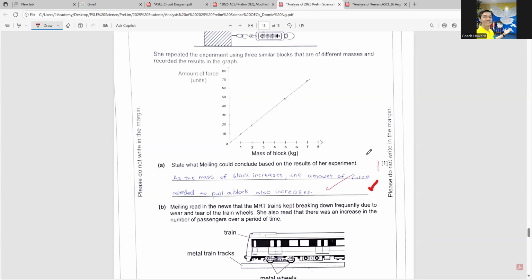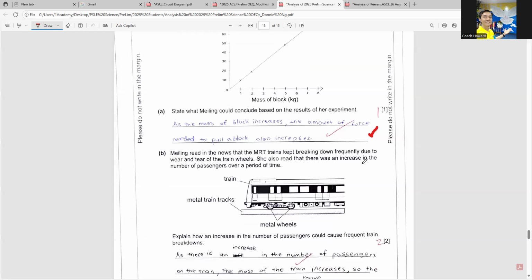Now is part B, where parents need to take note because MOE also tests students on application, how this concept applies to daily lives. As you know, recently our MRT broke down once again, and there was some disappointment from the public about why our MRT trains break down so often. Perhaps this is one of the reasons.